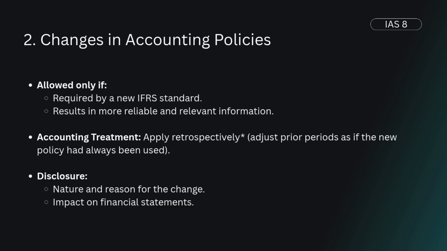At number 2 we have changes in accounting policies. It is the subsection of component 1. Changes in accounting policies are allowed only if: 1. Required by a new IFRS standard, and 2. It results in more reliable and relevant information. Accounting treatment: it applies retrospectively. And now how to disclose. Firstly, its nature and reason for the change should be described clearly. And secondly, its impact on financial statements.